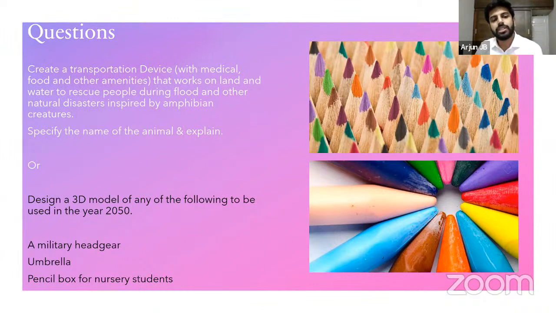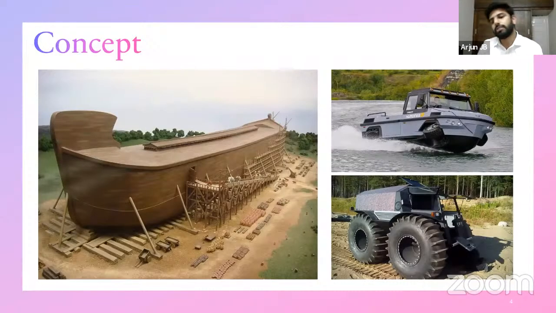And the next question is to go and design something futuristic. As mentioned, they have put the year 2050 and they have given 3 different objects and you have to design those objects for the future year. So these are 2 different questions that came in the question paper. So let's start with the first question.